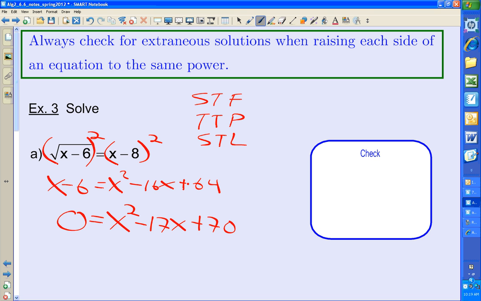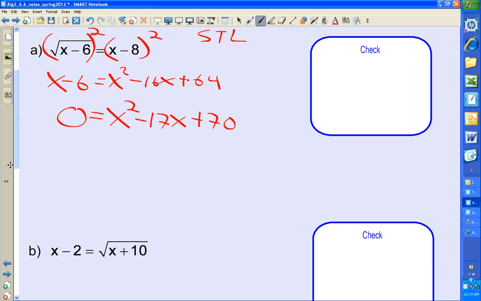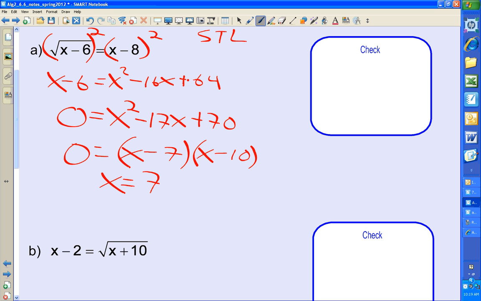What do we do now? Your favorite F word. You have a quadratic equal to 0. We love this. So we're going to factor that to x minus 7, x minus 10 is equal to 0. What does x equal? 7 and 10.